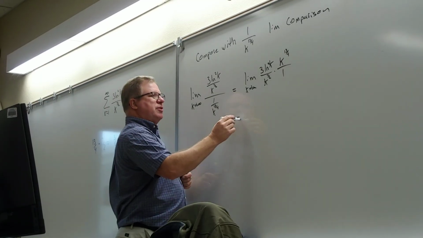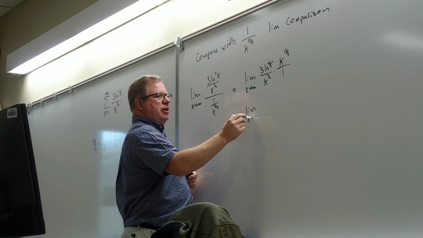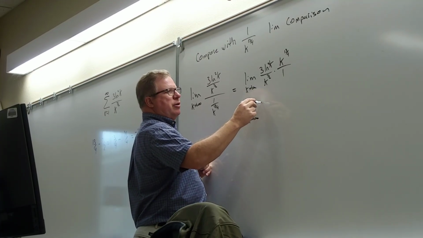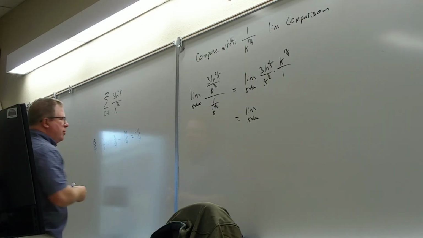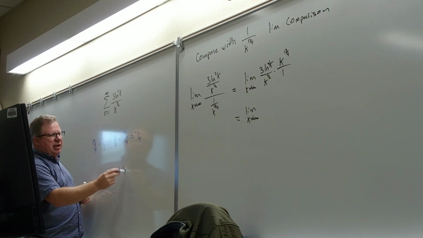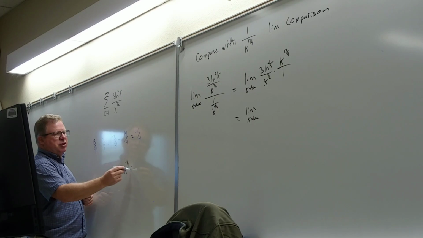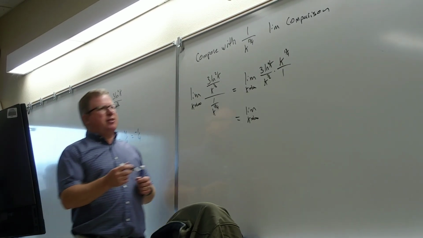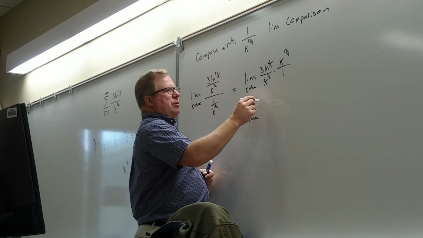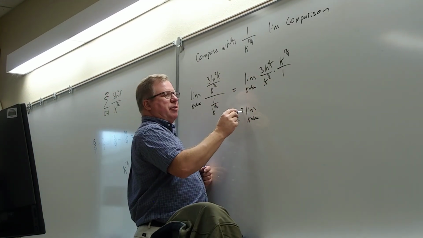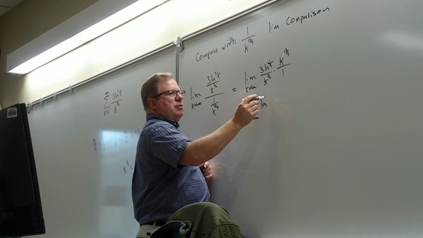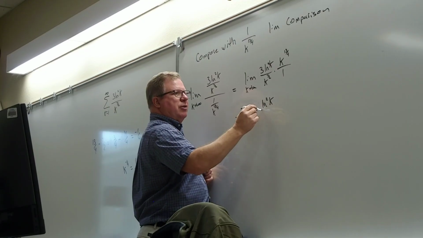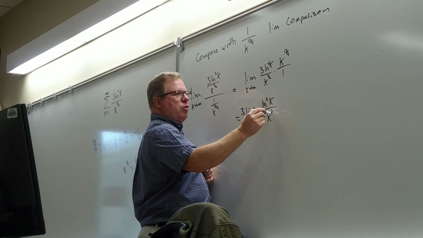So this equals the limit as k goes to infinity of, so we're going to have k to the -1/4, which is 1 over k to the 1/4, right? So I'm going to write this as, let's go ahead and take the 3 out here, ln squared k over k to the 1/4.